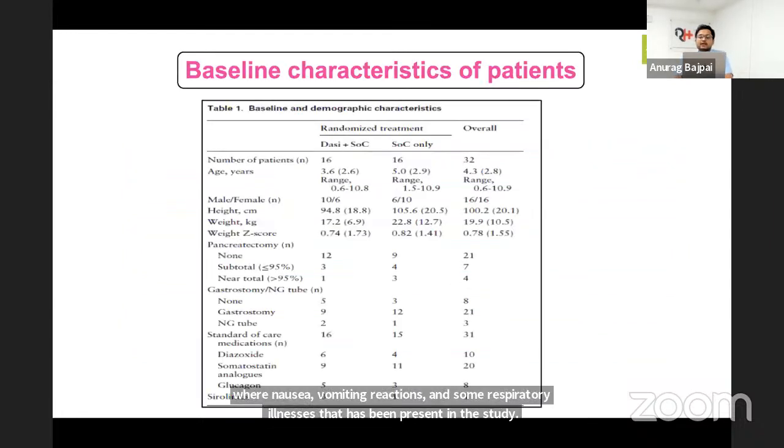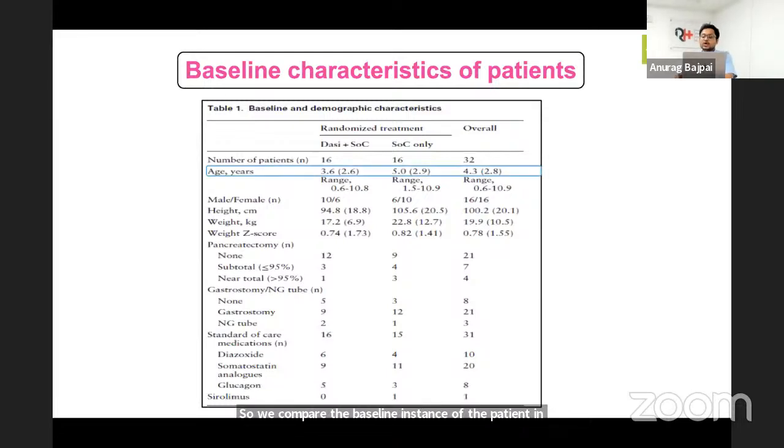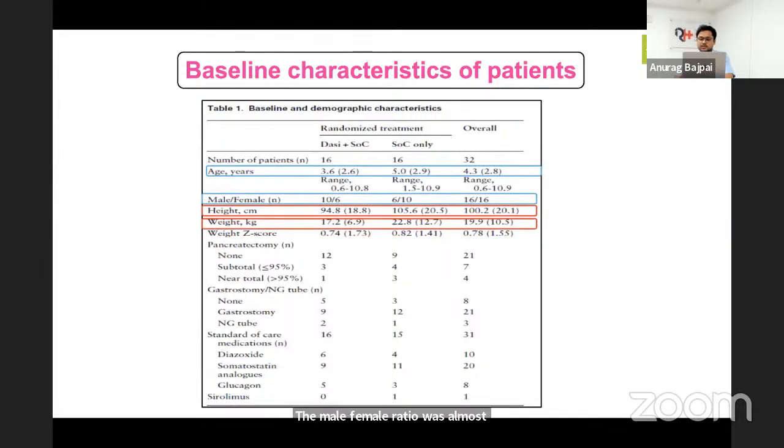So we compare the baseline characteristics of the patients in both the groups, and we can see the overall mean age was 4.3 years in both the study groups. The male-female ratio was almost 50%, with 16 male and 16 female patients. Height and weight were very much comparable in both groups. Now, in standard of care treatment, as you can see, somatostatin analogs and diazoxide had been used, and sirolimus was used in one patient in this study.